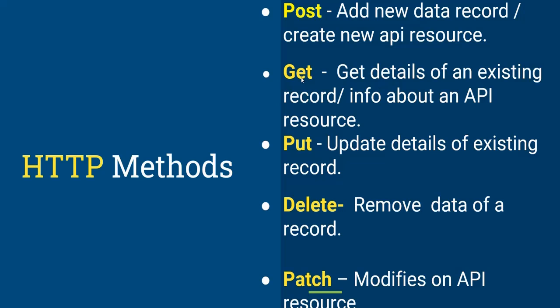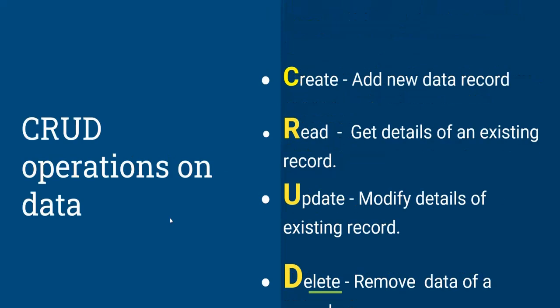Then the get HTTP method is used to get the details of an existing record, just like we are viewing that existing mobile number, right? Just like that, the get method is to retrieve the data or get the details of an existing record. In API terminology, you can remember that we are getting the information about an existing API resource. Then the put method is used to update the details of an existing record, just like the update operation.